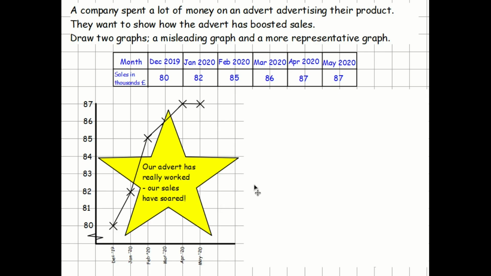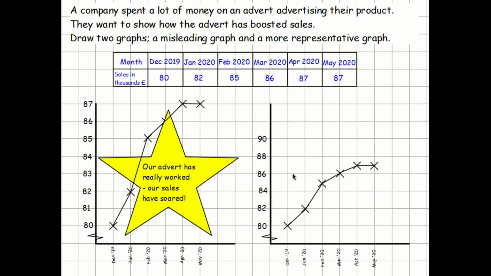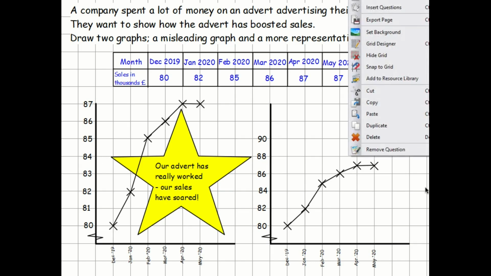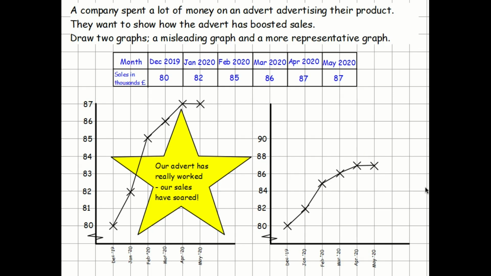But what happens if you plotted the graph slightly differently? What happens if you did it like this? Yeah, it shows an increase, but not quite to the extent that you've got going on here. This looks like a massive rise in sales, whereas this one's a little bit more of a gentle rise. So what have I done differently on this graph? I've gone up in 2s instead of 1s like I have over here. So that's one way that you can make graphs misleading and more representative.